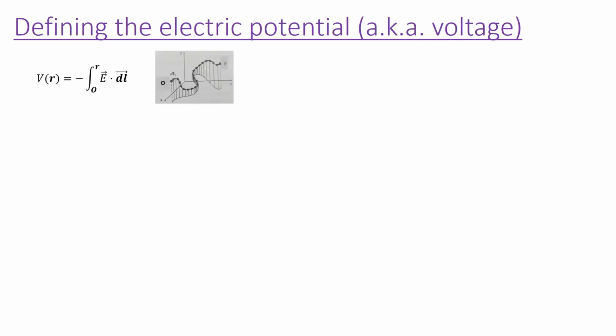So the electric potential is defined as the line integral from a given origin that we pick somewhere in space, O, along a path of the electric field to a final position R. And the electric potential is a function of this final position R. Okay?